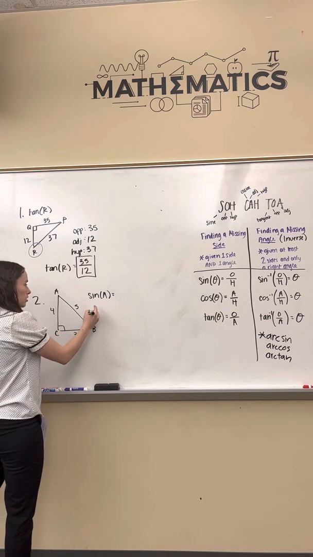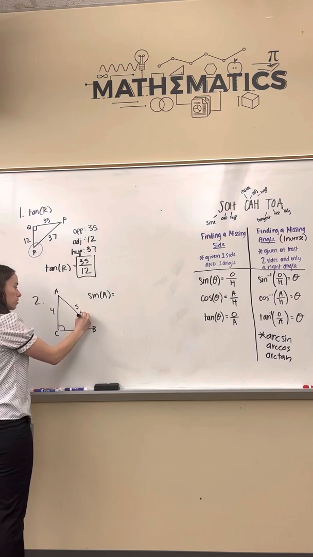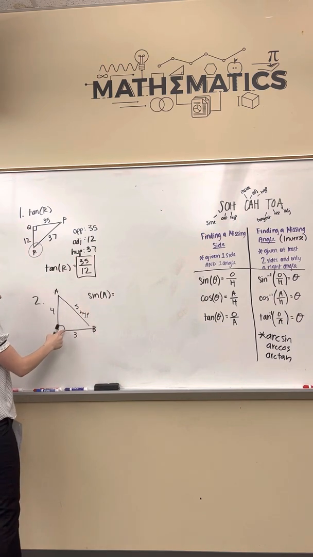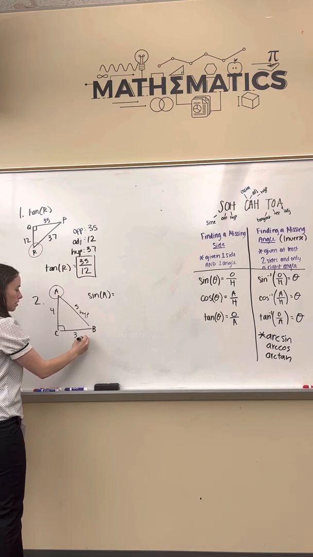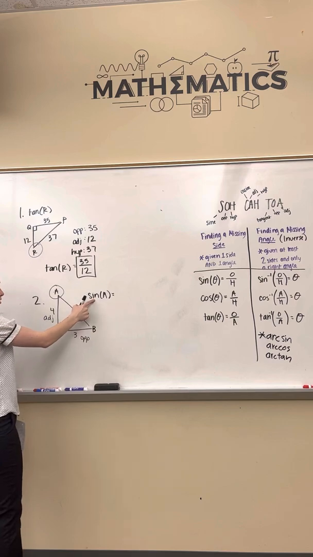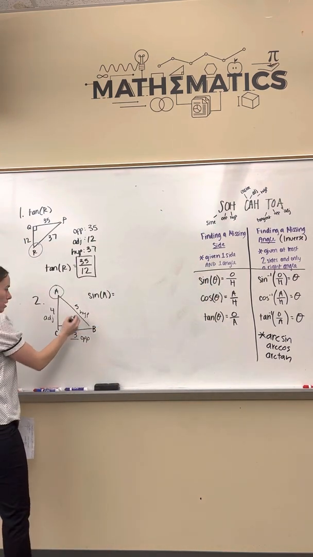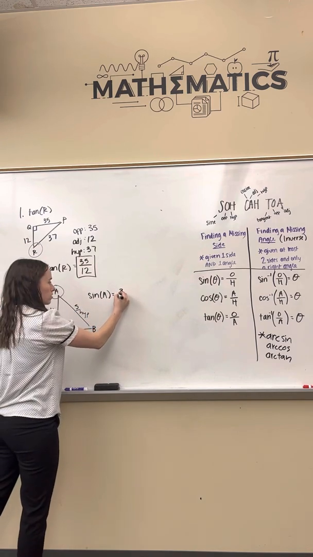So again, we're going to start by figuring out what sides they are. Well, I know that this is my hypotenuse, and we're looking at angle A, so across from that is our opposite, and that means this is our adjacent. Well, sine deals with opposite and hypotenuse, so 3 and 5, 3 over 5.